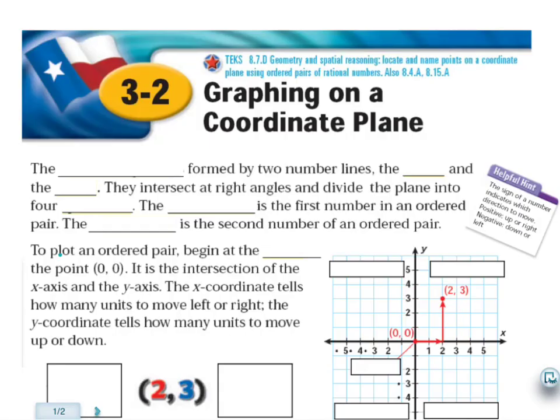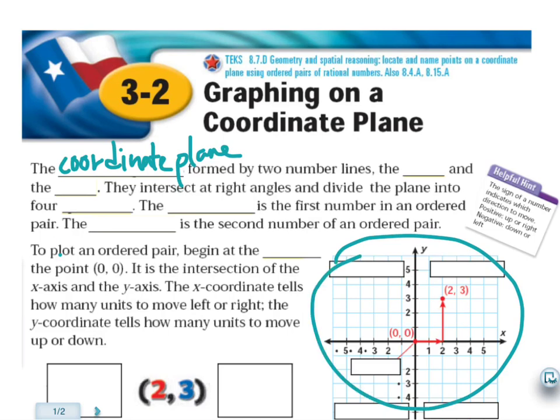Alright, today we're going to talk about how to graph on a coordinate plane. So first let's get some definitions down. Your first blank there is the coordinate plane. And it is the picture that you see down on the bottom right of this screen. It's formed by two number lines.